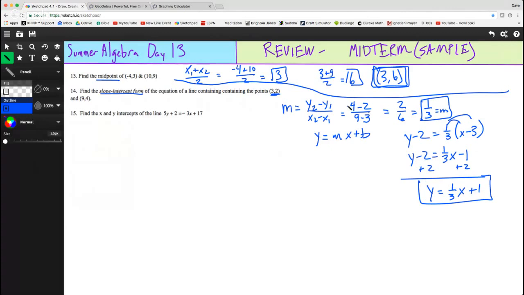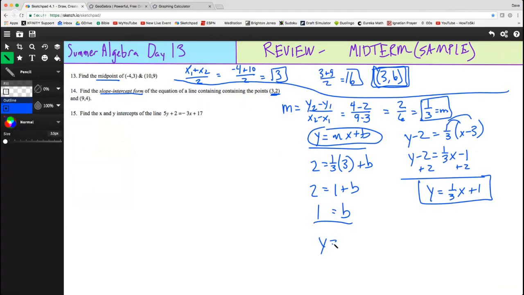You could go the other route, and you could start here and say, well, let's find b. And we're going to use the point 3, 2. So let's put a 2 in for y, and then 1/3 x, which is 3, plus b. So we get 2 equals 1 plus b. B equals 1. And now I can rewrite this because I know my slope is 1/3 and my b is 1, so I'll write y equals 1/3 x plus 1. So however you like to do it, you're going to get to the same answer. But the key was the answer's got to be in slope-intercept form.